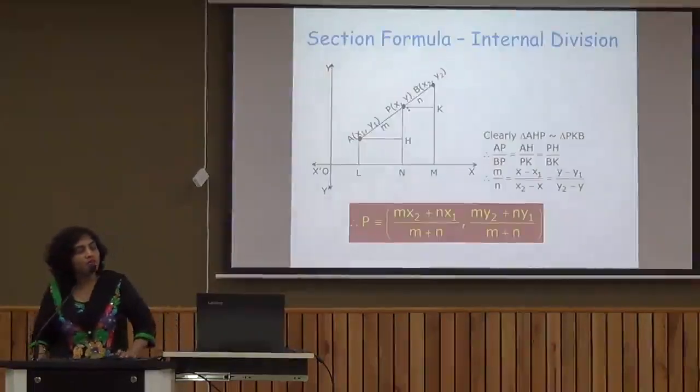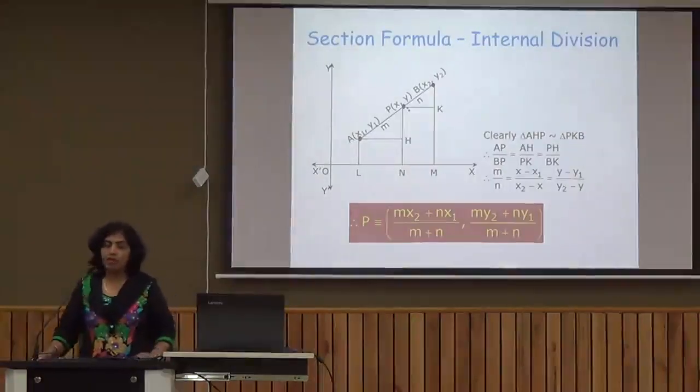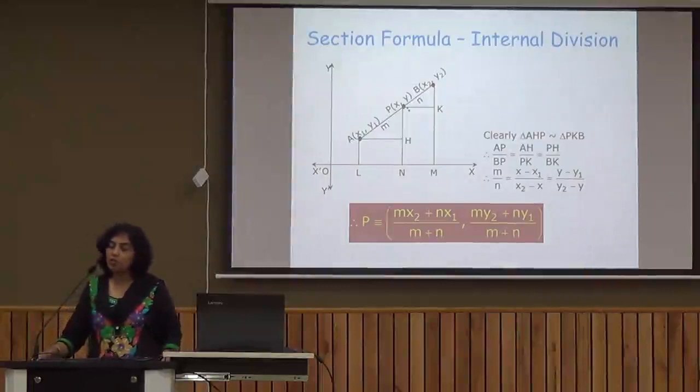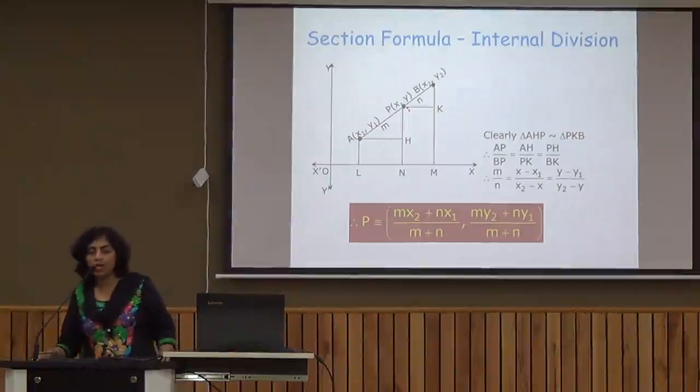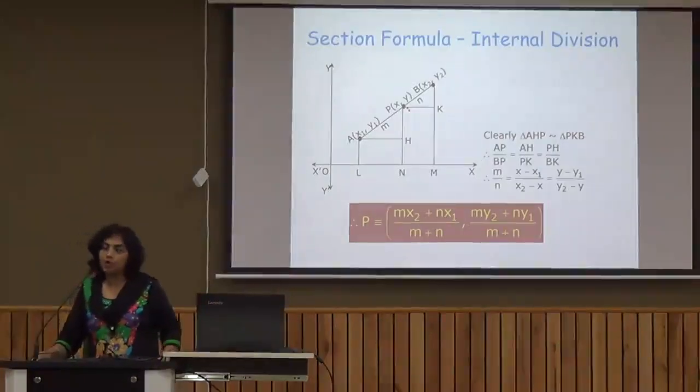Now let's move to the section formula. In this class, we will only learn about internal division. So we have 2 points A and B with the coordinates x1, y1 and x2, y2. Let P be another point (x, y) which divides the line segment joining AB in the ratio m:n. So we suppose the coordinates of P as x and y.